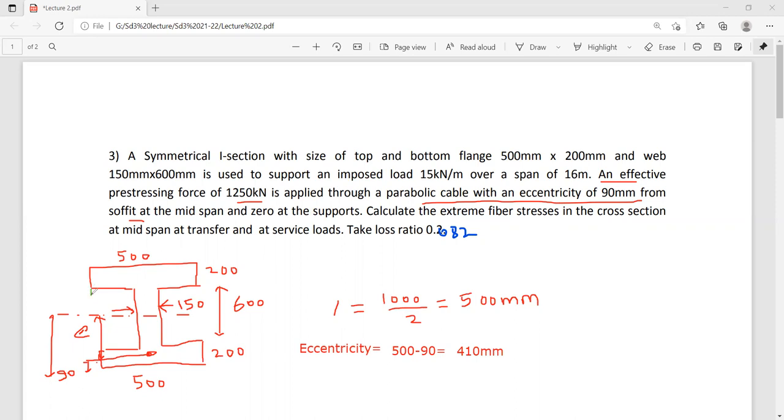First of all, you consider this total I section as a block. So what is the moment of inertia for this block? It means we consider the total as a rectangular section. So I is equal to this width, 500, into the overall depth of the beam, 1000 cubed, divided by 12.